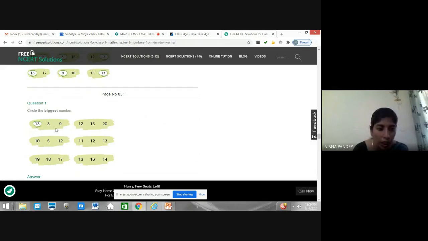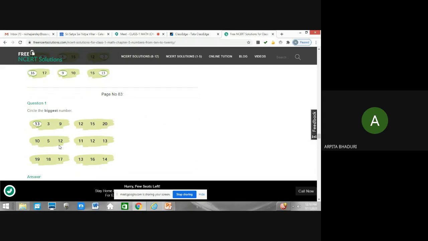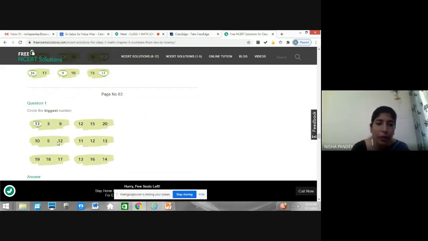Let's see here: 13, 3, 9. 13 is the biggest one. Easily you can tell, the other two are one digit numbers and this is a two digit number. Now let's see 10, 5, 12. So 5 is one digit, so this is the smallest, right? These two are two digit numbers, so we have to see which of them is bigger. Is 10 bigger or 12 bigger? Ma'am, 12. So this will be the biggest one here. So we will circle 12, right?